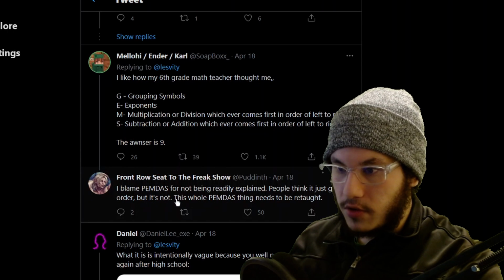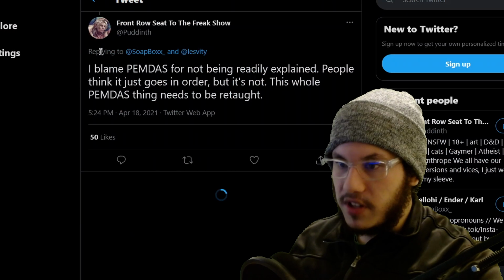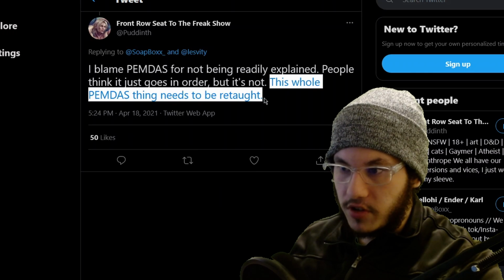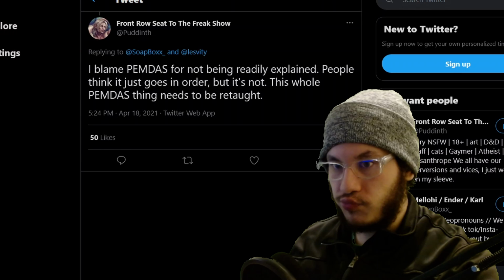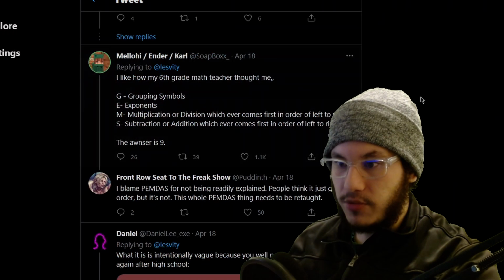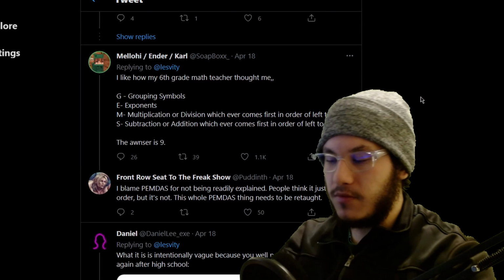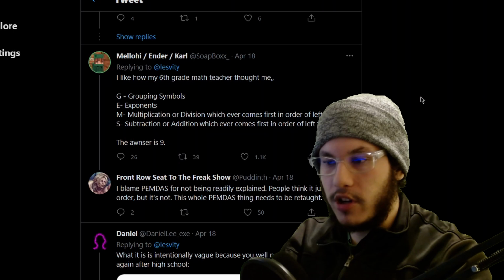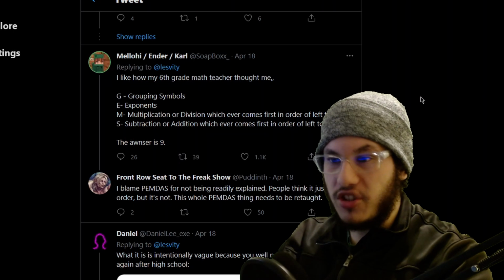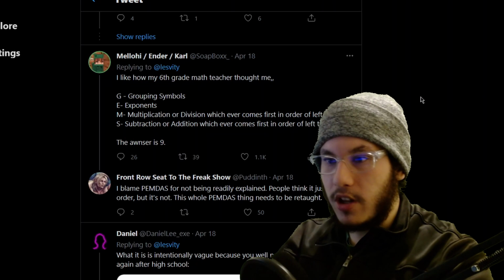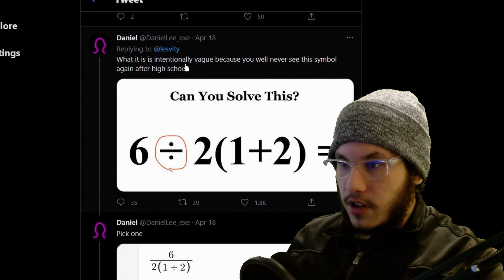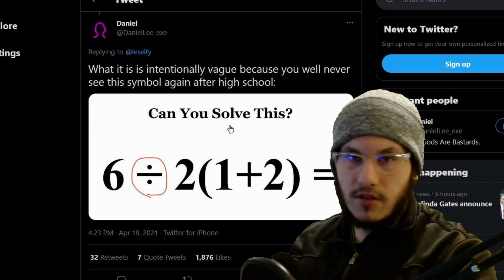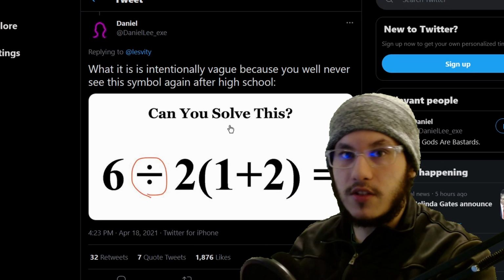People think it just goes, no, it doesn't. I mean, this might be true, this whole thing needs to be taught. That might be true. Maybe you just weren't paying attention. But to be fair, because you learned this in elementary school, right? A lot of elementary school teachers don't like math, which is why a lot of people end up doing poorly in math. Or is intentionally vague. Yeah, I mean, this is why you just spit in their face. Like, this is why.